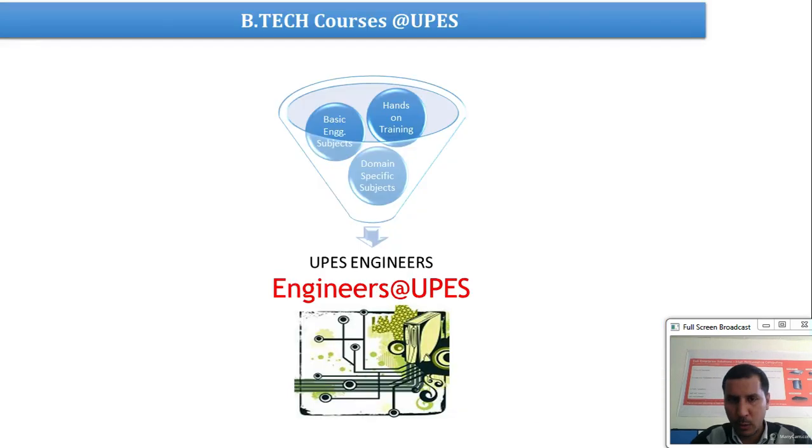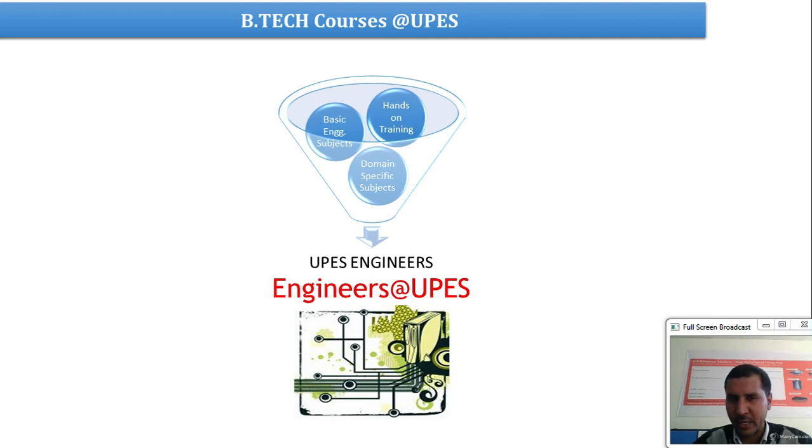But let me tell you how one becomes an engineer at UPS. What are the different things? How is it different from a traditional engineering college? Let me give you an example. Let's say you're taught 48 subjects in any traditional engineering college. More or less, those 48 subjects would also be taught here in UPS.